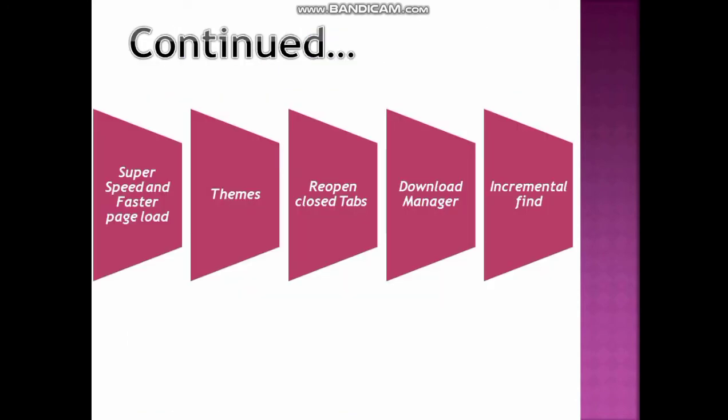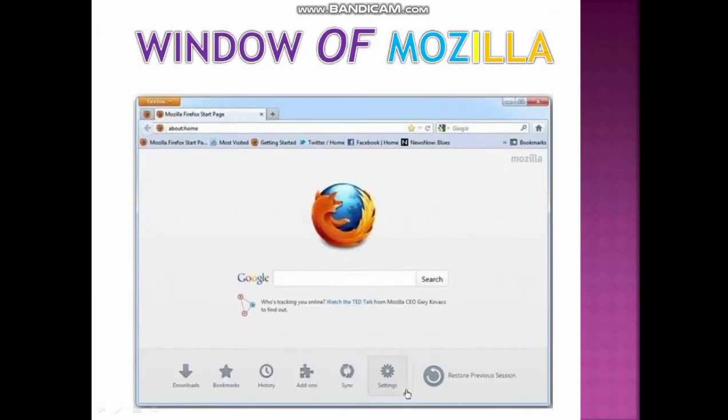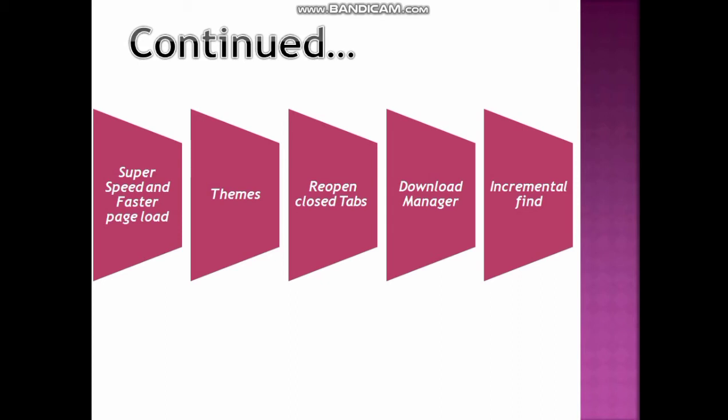So basically Mozilla Firefox has a good speed and faster page loading. We can also change the themes, reopen closed tab. As you can see, the theme is right now white, so we can change it into color. Reopen closed tab: when we shut down the computer and start it again after shutdown, it will give us the option of whether we want to restore or reopen the old tabs, the previously open tabs. So in Mozilla Firefox we will also get this option if we want to reopen a previously closed tab. Download manager: whatever video or anything you download with it, that is good in speed, and incremental find.